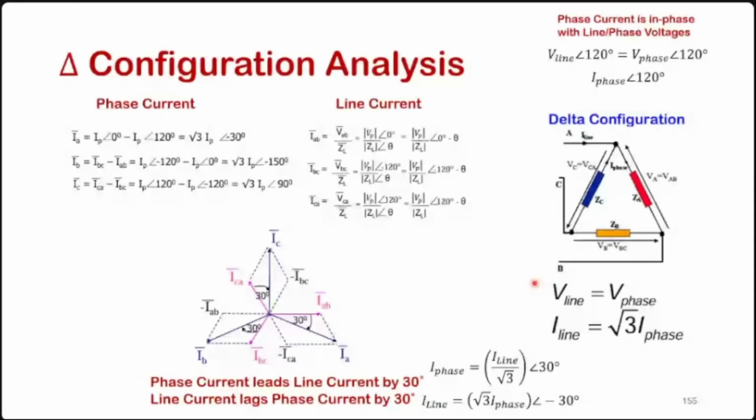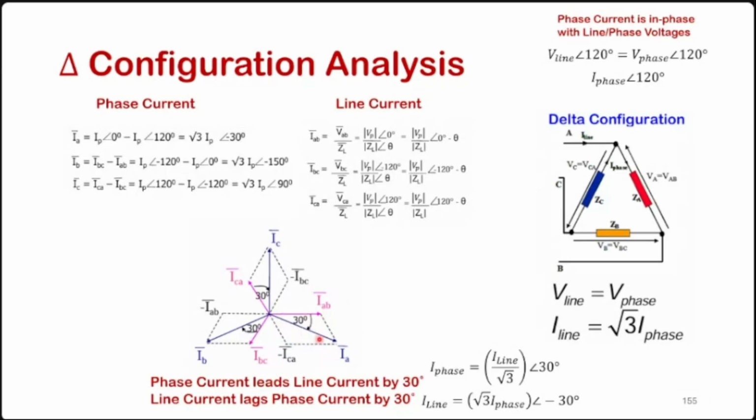And for delta, you have your phase current, just IA, the phase current, and then you have your line current. Right? So your phase current leads the line current by 30 degrees, or the line current lags the phase current by 30 degrees. You see the current.